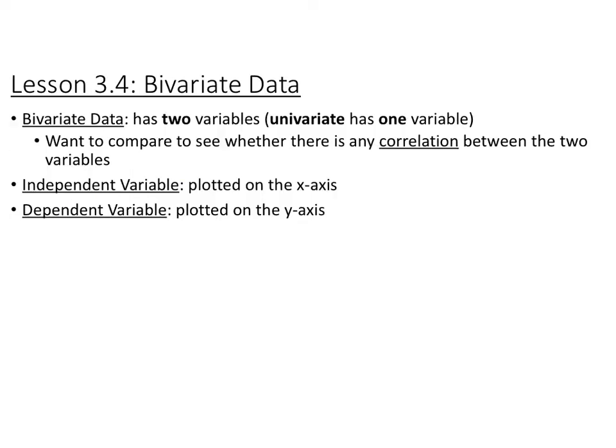So lesson 3.4, the last section from chapter 3, is introducing bivariate data. Again, everything we've talked about so far has been univariate or one variable data. Bivariate data is two variables. So you're comparing two things to see if there is a correlation between them. Your independent variable we always plot on the x-axis. Your dependent variable you plot on your y-axis. You're testing to see if the dependent variable depends on the independent variable. So does your exam grade depend on how many past papers you took?